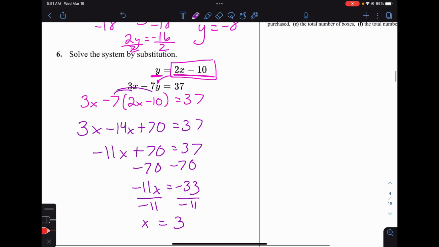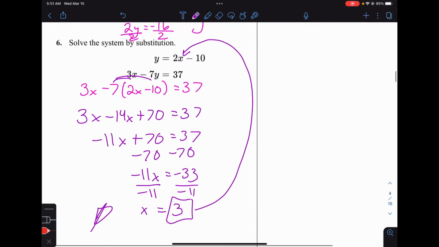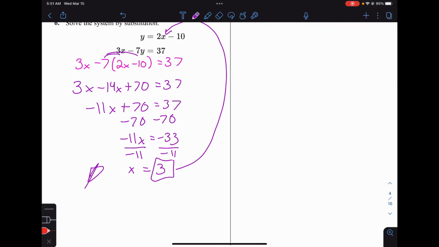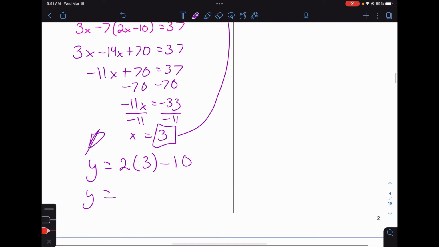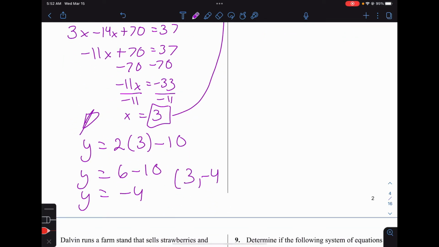So now we've solved for one of the variables. I want you to go ahead, take what x is equal to, and plug it in to one of the original equations. So let's plug it into the first one, see what we get for y. So when we plug that in, we should get that y is equal to 2 times 3 minus 10. Y is equal to 6 minus 10, so y is equal to negative 4. So our final answer here is going to be 3, negative 4.